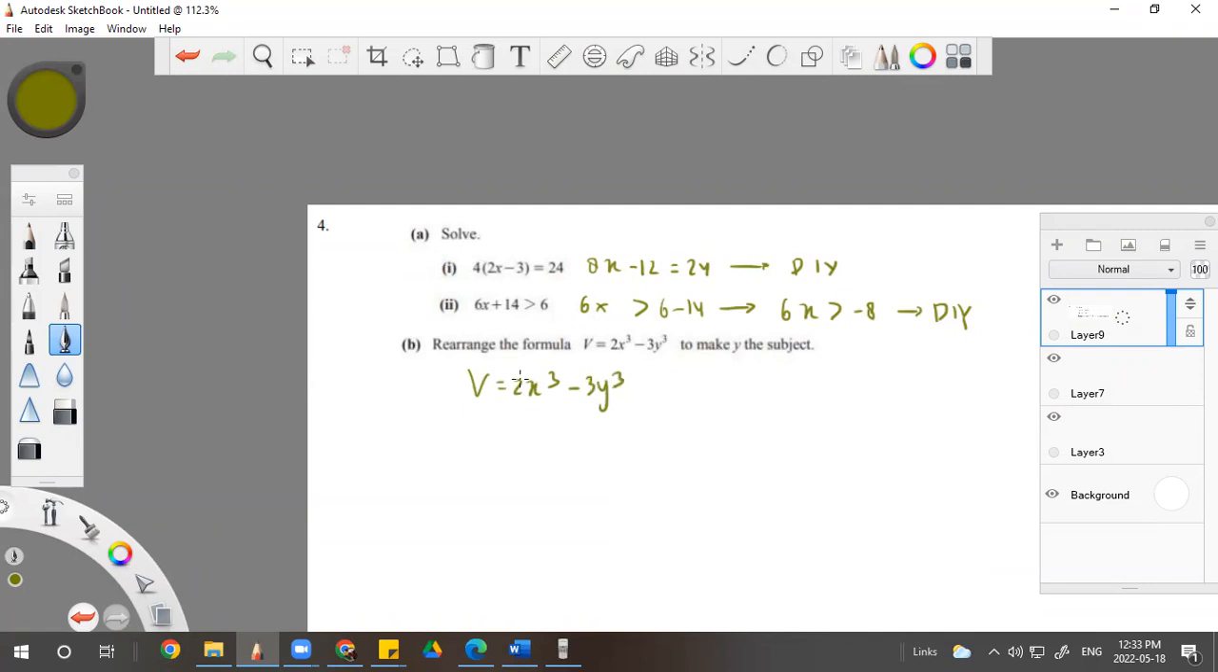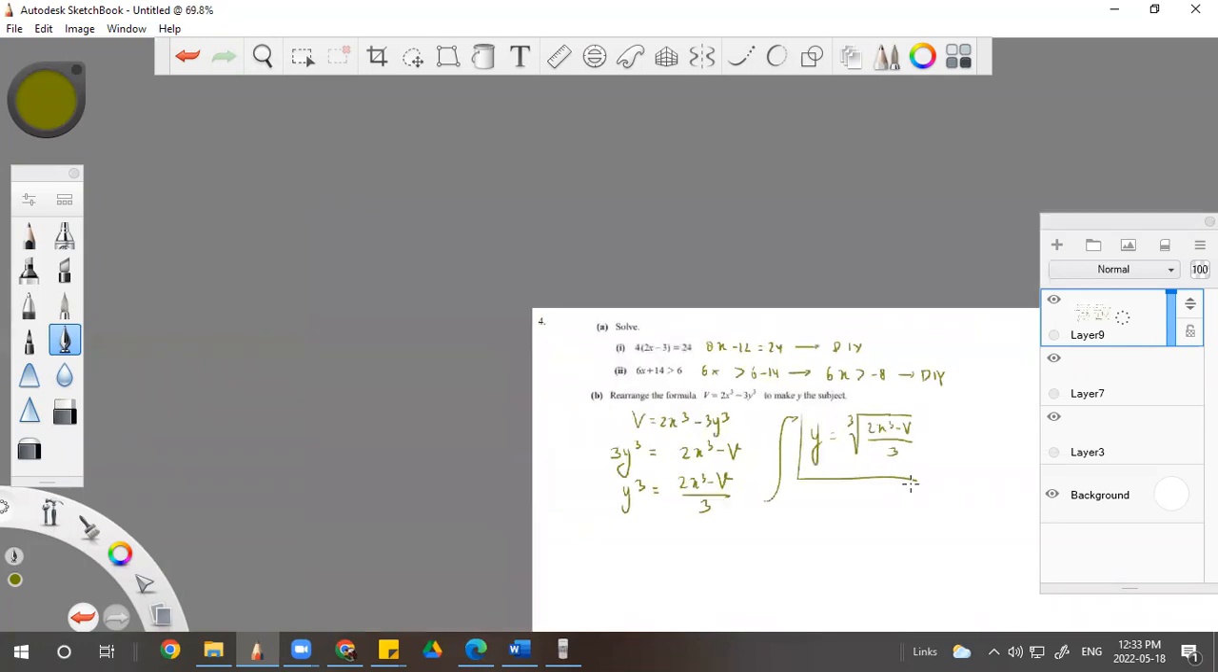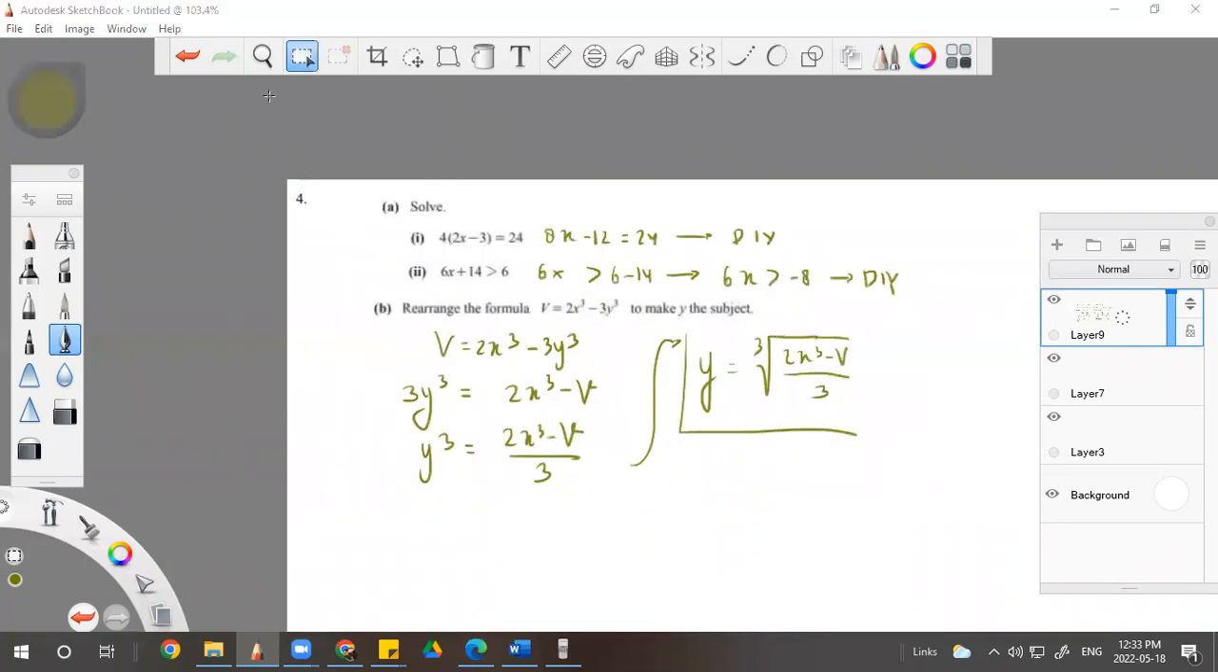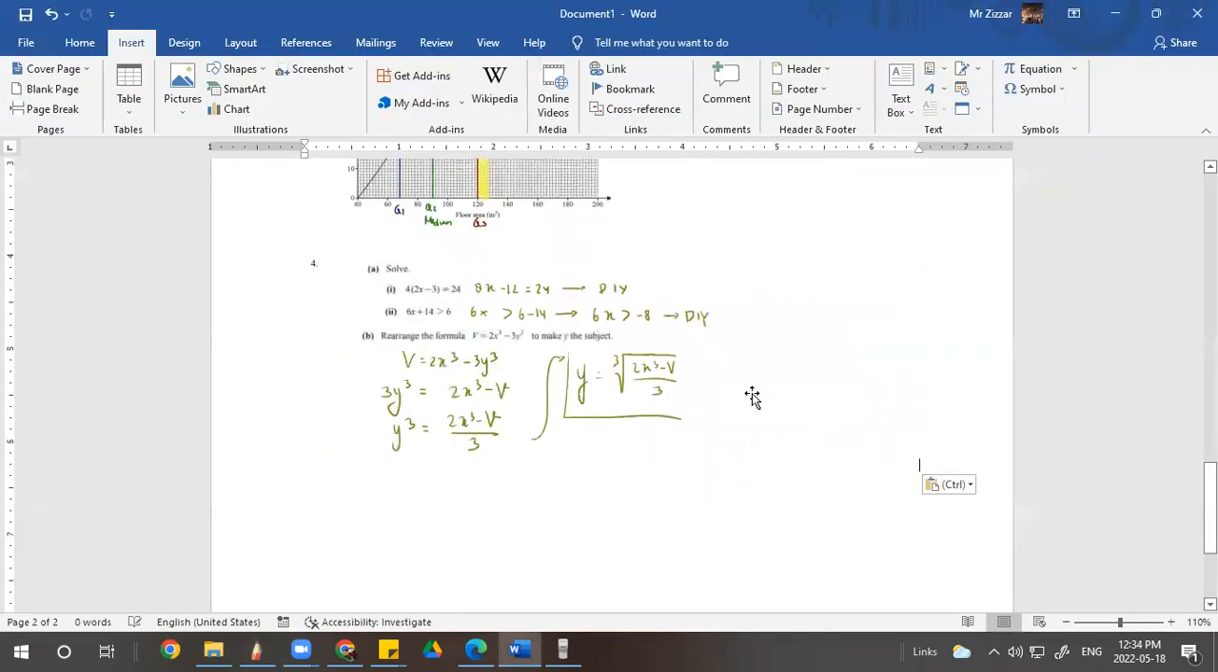And make y the subject. If you want to make y the subject, what you need to do is put the y term alone. 2x cubed minus v, and then y cubed, right? 2x cubed minus v over 3. If you want to find y, do the cube root, right? So y equals cube root of 2x cubed minus v over 3. That's it. This is the answer. Okay, not hard. Still manageable. Still doable, of course. Number 5.